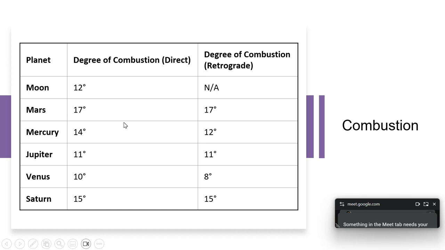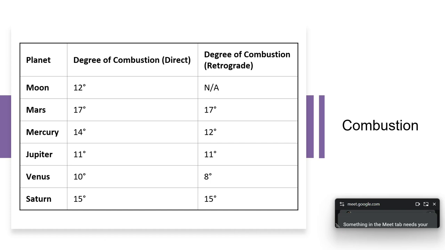Like Mars will be combust within 0 to 17 degrees when it is in direct motion, and when it is in retrograde motion also, it has the same range, 0 to 17 degrees. Mercury in direct motion is considered combust within 0 to 14 degrees, but in retrograde motion up to 12 degrees it will be considered combust. Similarly, the range is given for other planets as well.